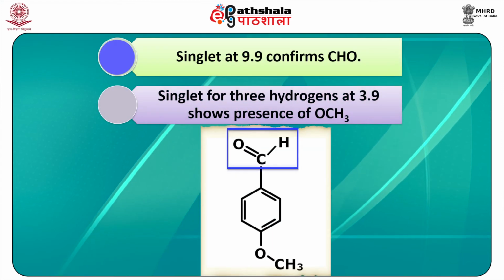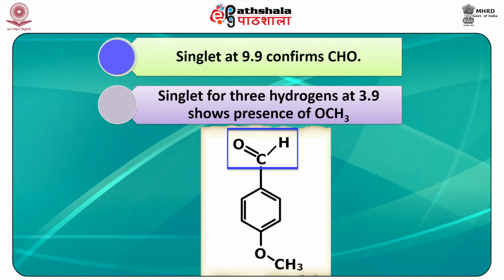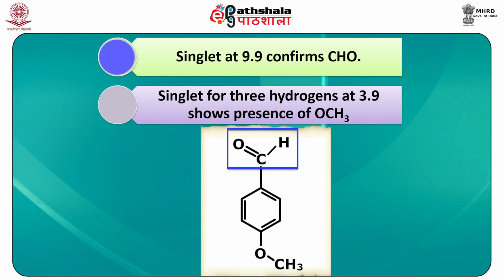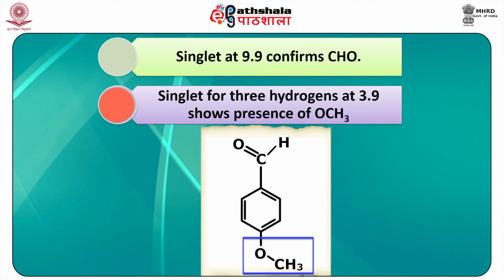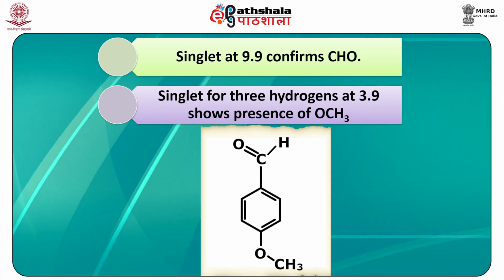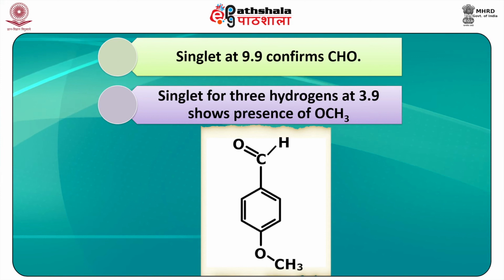The double bond equivalence for the compound is found to be 5. The IR at 1685 cm inverse means a carbonyl group is present in conjugation. In the 1H NMR, 2 doublets of 2 hydrogens each with coupling constant J equal to 8 Hz mean a para-substituted phenyl ring is present. A singlet at 9.9 ppm confirms the presence of an aldehydic group. The singlet for 3 hydrogens at 3.9 shows the presence of OCH3. Hence, the structure is found to be as follows.